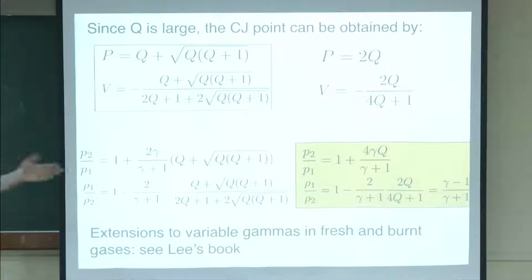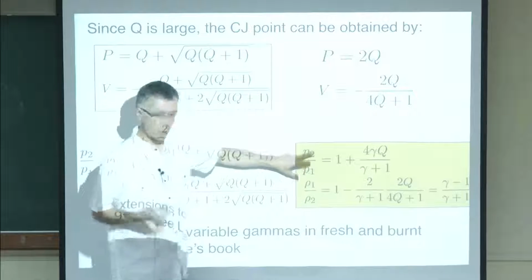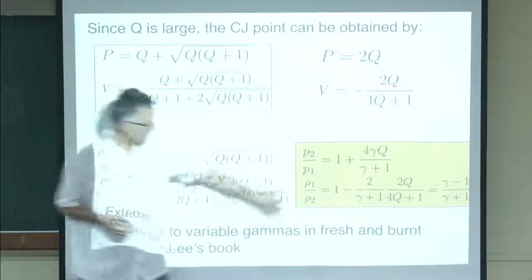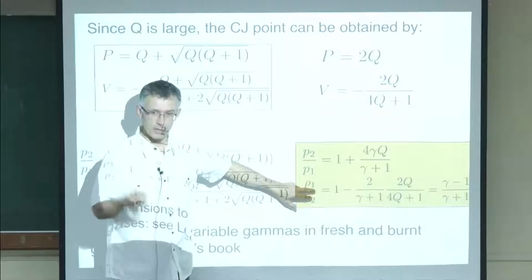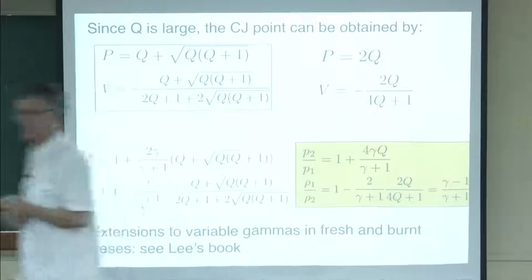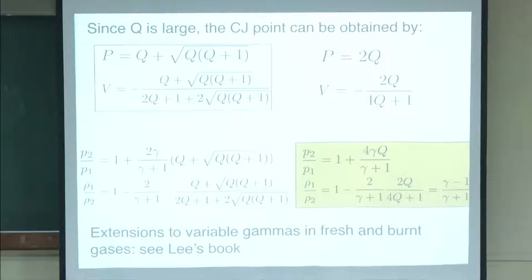So you can express from that the pressure jump, now the real pressure jump, P2 over P1, and the density jump. And you see it's actually extremely simple. The density jump in a detonation will be gamma minus 1 over gamma plus 1. Very simple expression. You can generalize this thing.